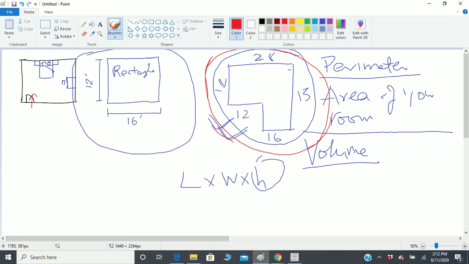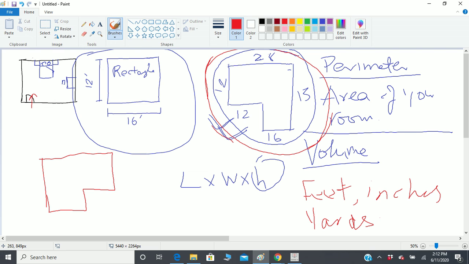You'll have to use feet when you're measuring. You'll have to use feet, inches, and yards. So what I want you to do is make a drawing of your room. If it's like this, draw that. If it looks like this, draw that. And I want you to take pictures of your room.